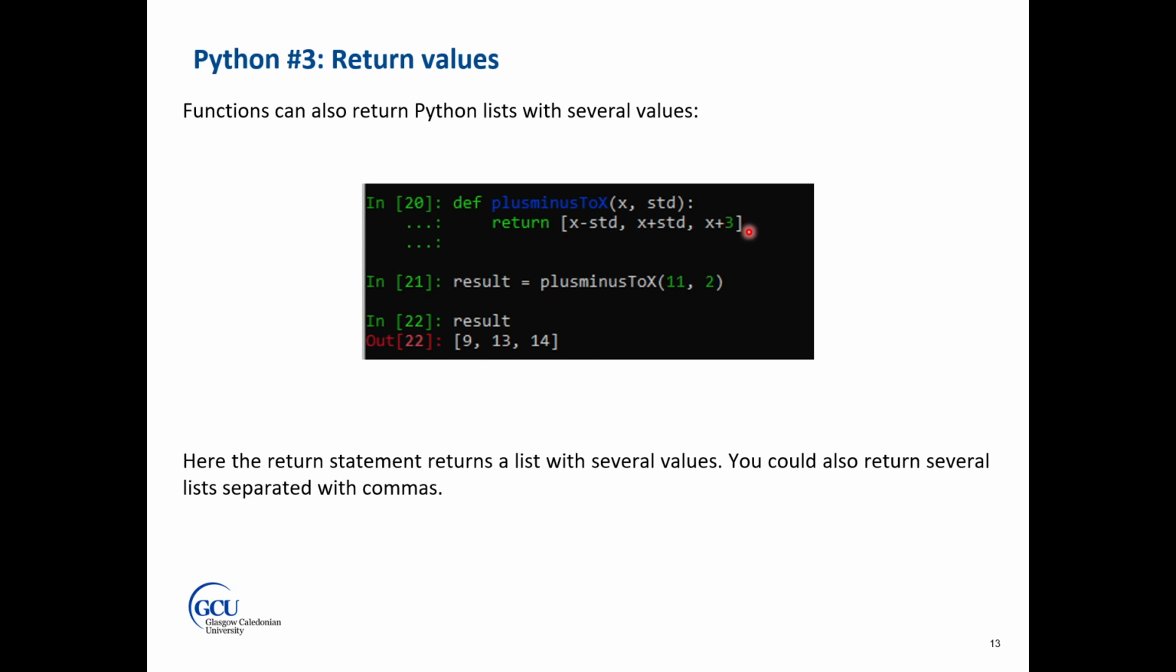I could have an extra comma, for example, and have another list, or I can have a list within a list or anything like this. So the possibilities are actually endless. You can do many different combinations. You can just return one value, one list, several lists. This is going to depend on the problem that you are trying to solve.